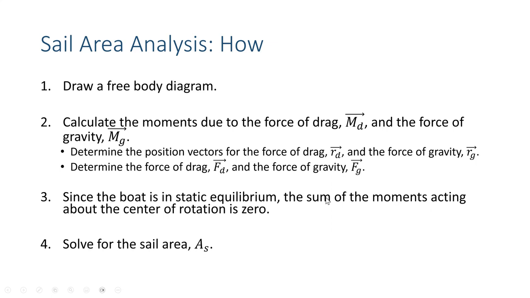Since our boat is in static equilibrium, the sum of the moments acting about the center of rotation is 0, so that makes it a lot easier. We can sum up our forces and our moments and set them equal to 0 because we're in static equilibrium. This is a static case. And then we're going to solve for the area of the sail.